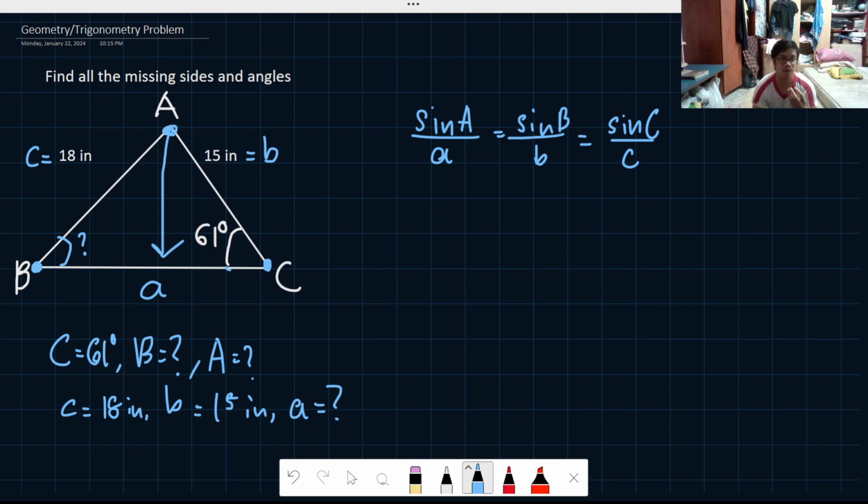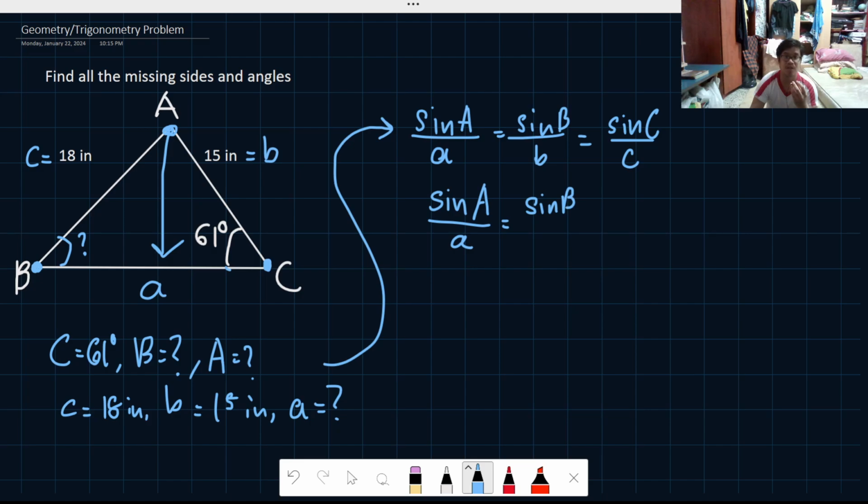Okay, now here's what we're going to do. We're going to put all the given parts in this equation. Like, what do we have? We're going to substitute it there. For sine capital A, it's missing, so we're just going to leave it like this. And for small letter a, we're just going to leave it like that. Sine B, so capital B is still missing, so just leave it B. Small b here, we have it, which is 15 inches. And lastly, we have sine C. So we have capital C as 61 degrees, and small letter c, to be particular, is 18 inches.